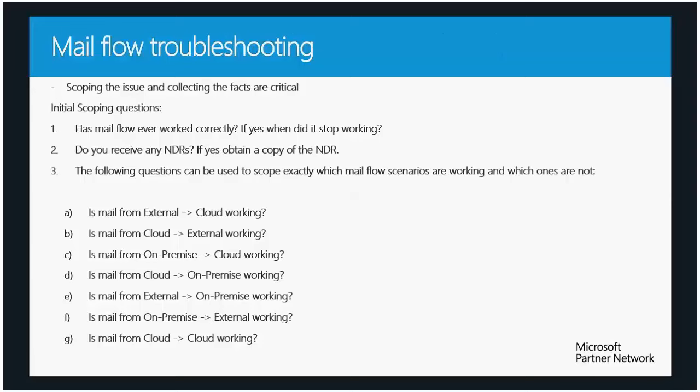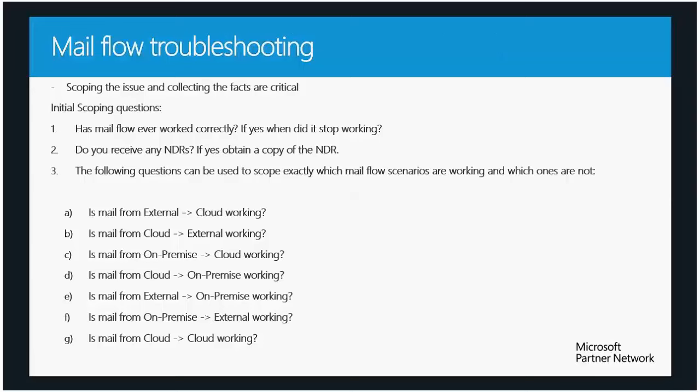It's very important to see, has mail flow ever worked? This is a very important question to ask, not only when troubleshooting mail flow, but when troubleshooting in general. Because if it has worked, then we have to see what changes were made, and if not, we have to begin from scratch. The second point would be the NDRs, the non-delivery reports. We will talk a little bit later about these NDRs and why they are so important to us.